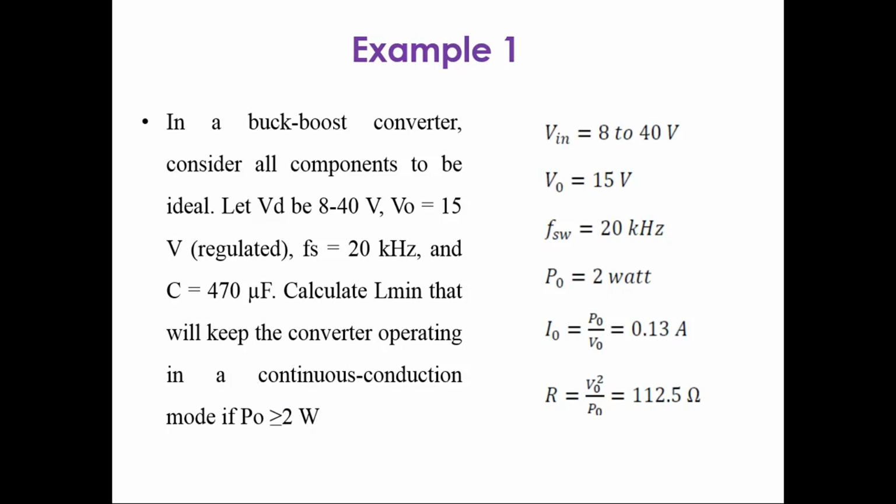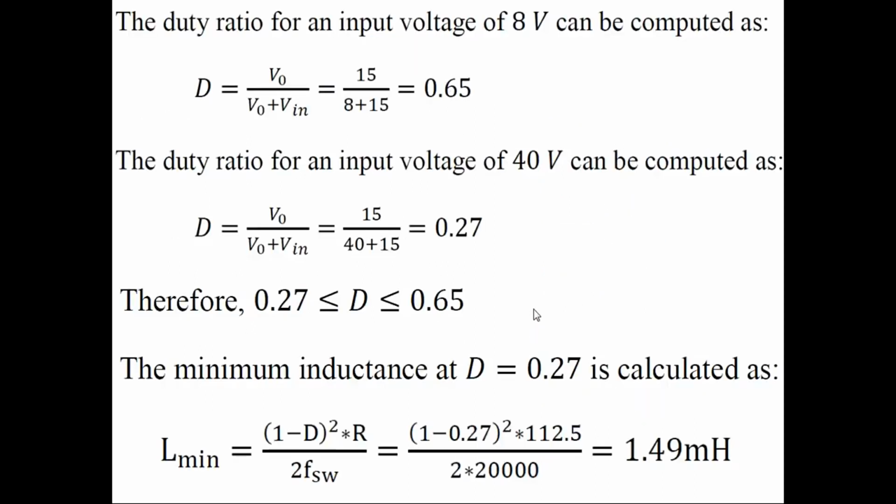So let's begin the example. Our input voltage range is given, output voltage is given, switching frequency is given, and P0, that is the expected highest power, is 2 watt. Then we can find the current by taking the ratio P0 upon V0, which is 0.13, and R equals V0 square upon P0. Here we take V0 as 15. Keep this in mind.